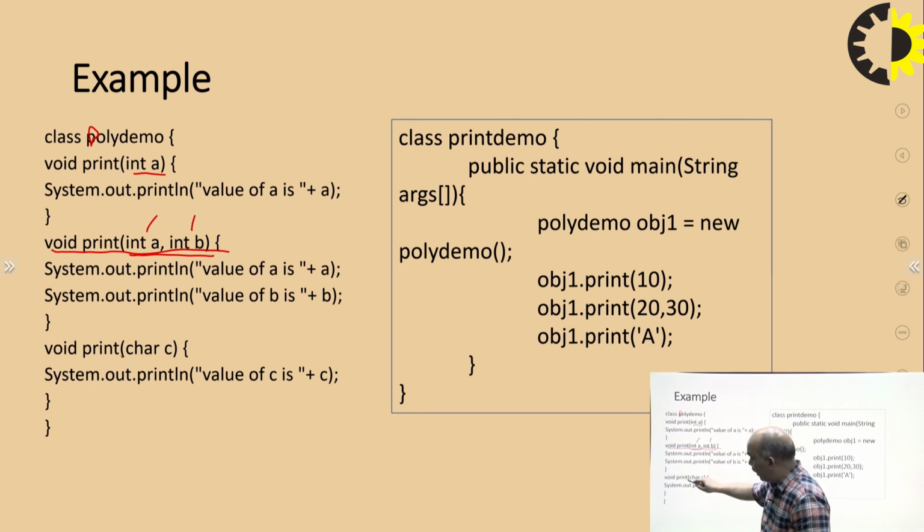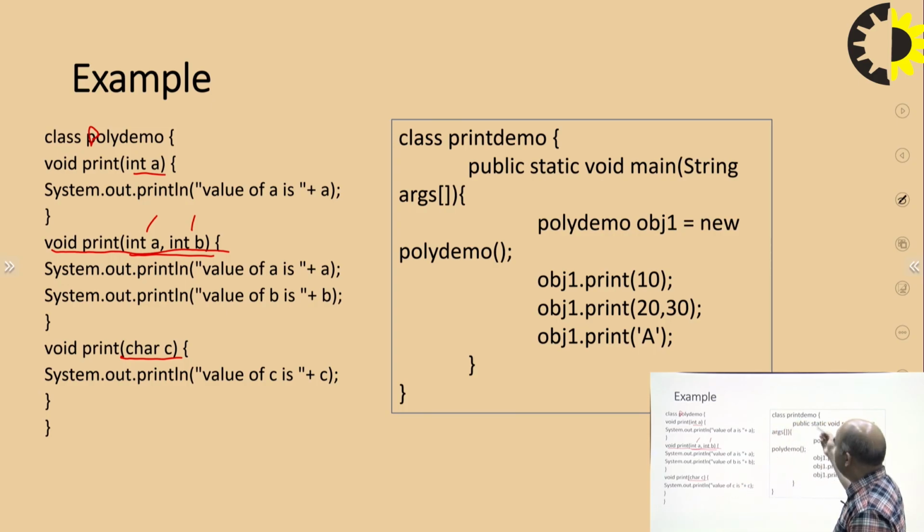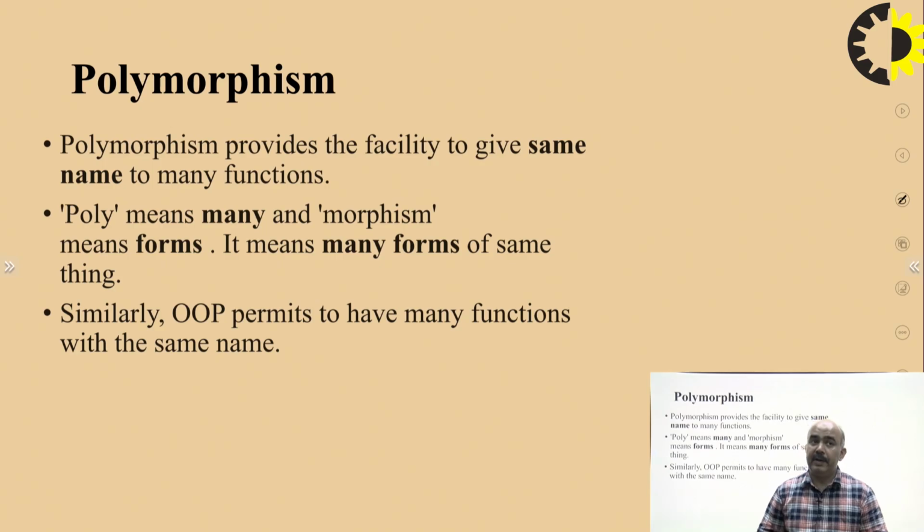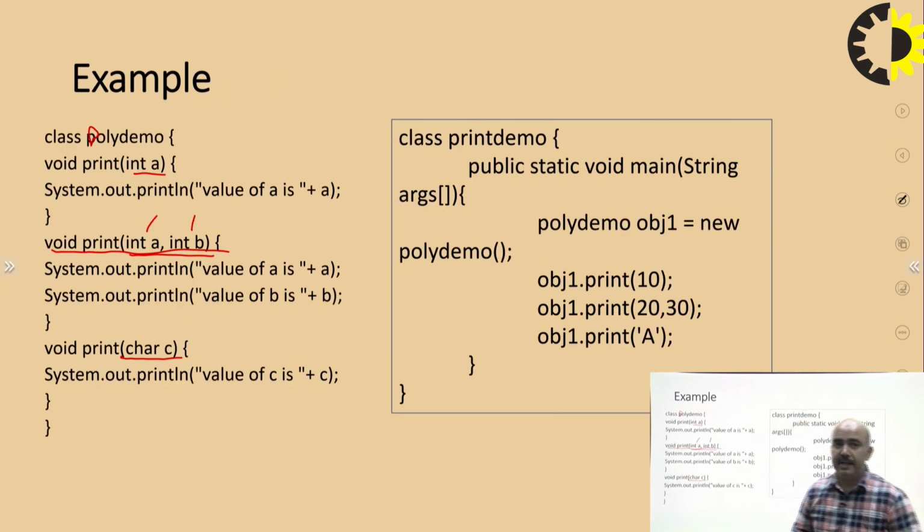We can also have character parameters. So generally this will print the different parameter values, and they have the same names. Polymorphism means, as we say, poly means many and morphism means forms, so we can create many forms with the same names but with different parameters in this case.